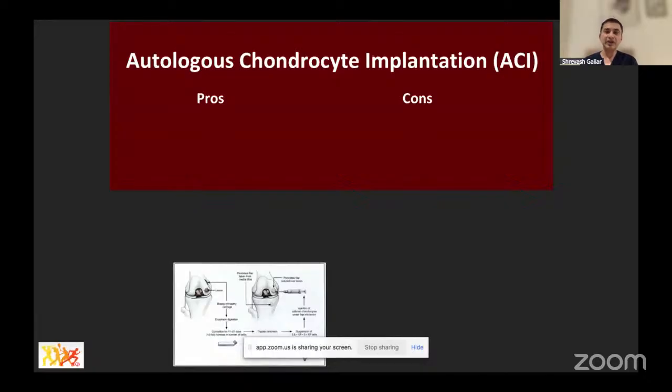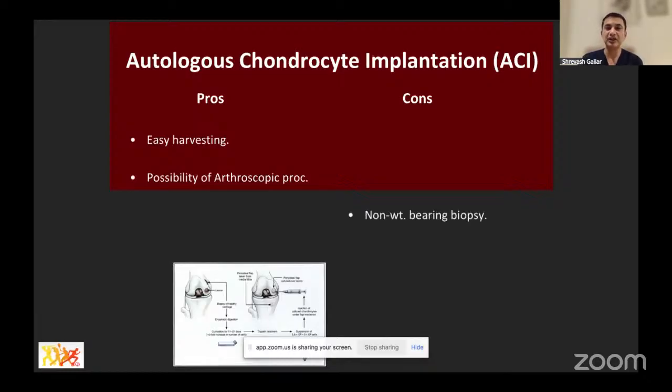Now, in India, we do have the gel based ACI, which is good for medium to large size defects. There is an ease of harvesting. You can do it arthroscopically. But really, what concerns me in my practice is that you're taking a biopsy from a non-weight bearing area.